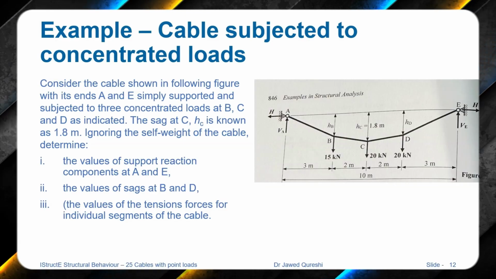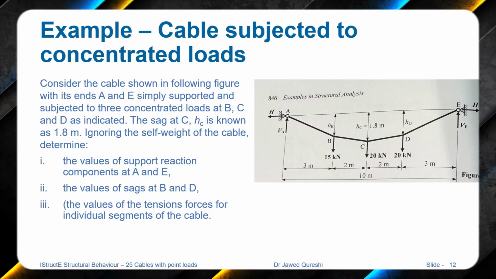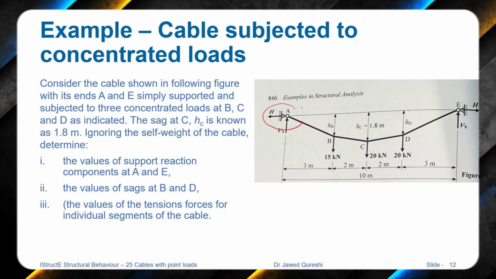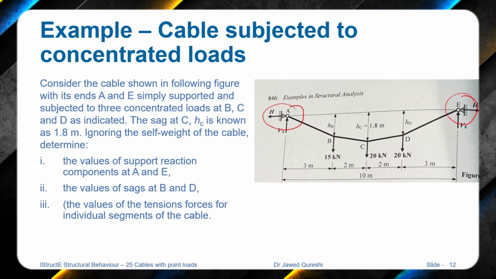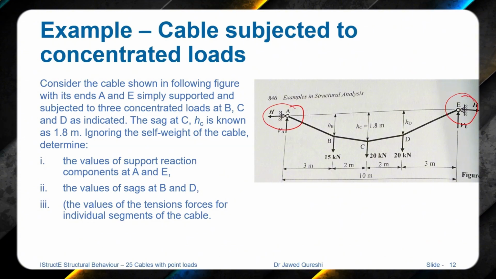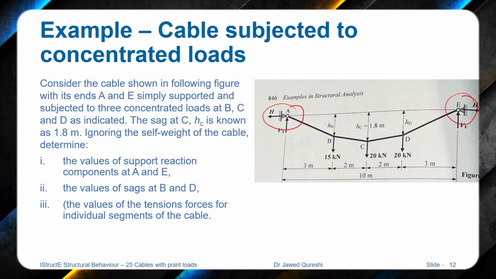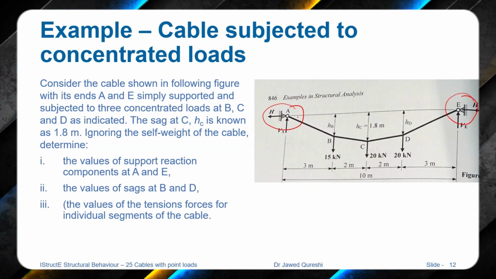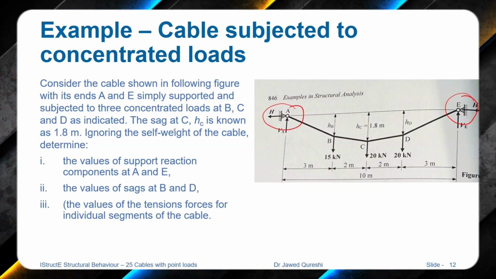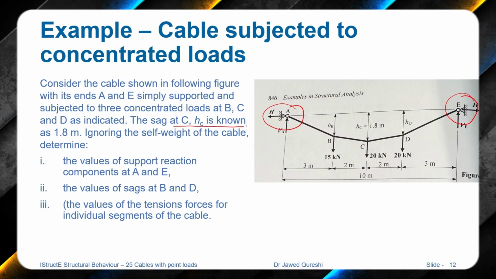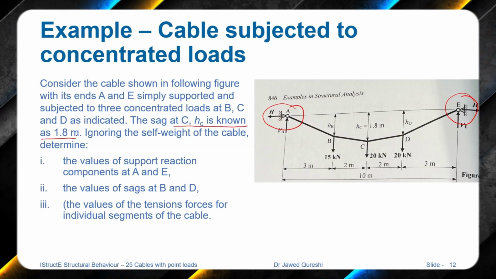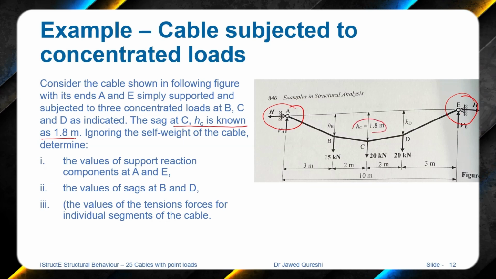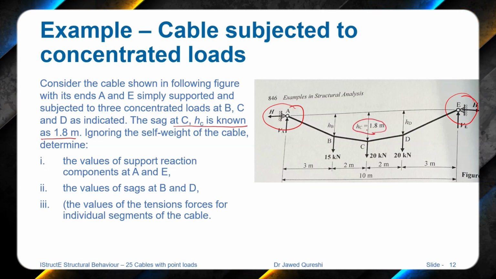I will now move to the first example where both supports are at the same level. So here cable is subjected to concentrated load. A and E have pin supports, and the sag C is known as 1.8 meters. So we have this sagging known.